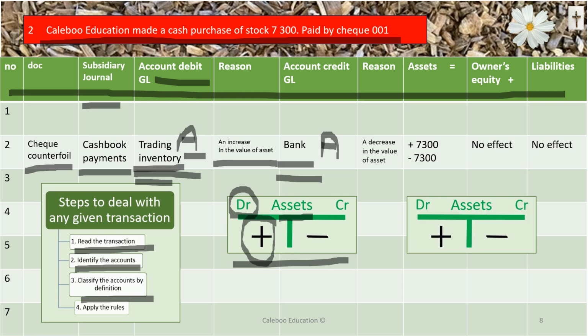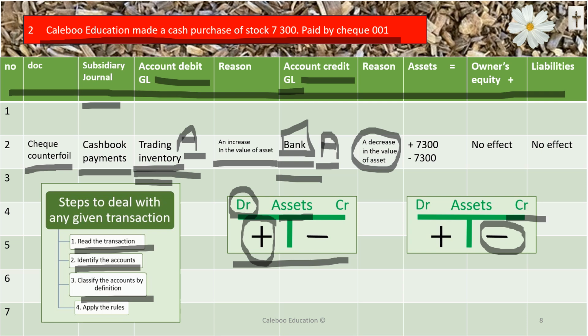But on the other hand, bank, which is also an asset, when we made the payment by cheque, the bank balance decreased, and the rule says the account must be credited. So bank will appear in this column. Account credit in the general ledger is bank, and the reason, there was a decrease in the value of the asset. There was a decrease in the bank balance.